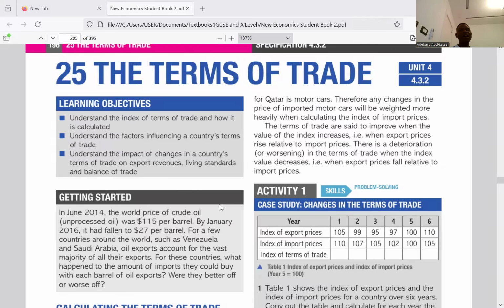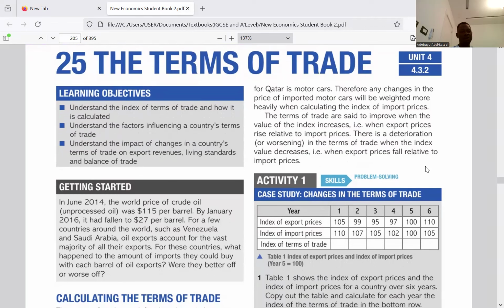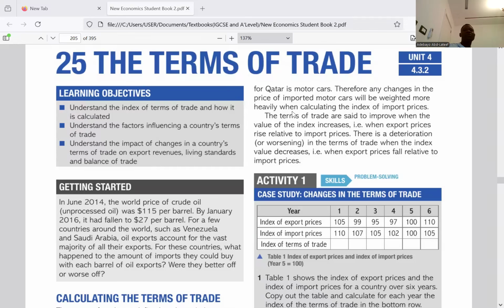We're going to chapter 25 in economics A level, the terms of trade. We're talking about terms of trade.